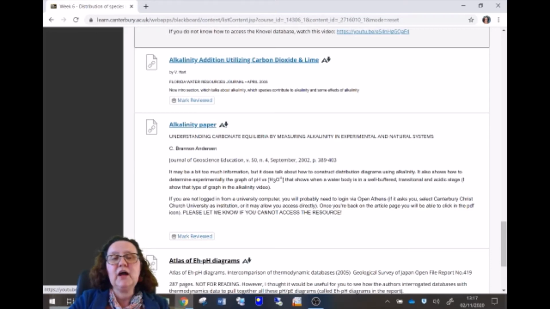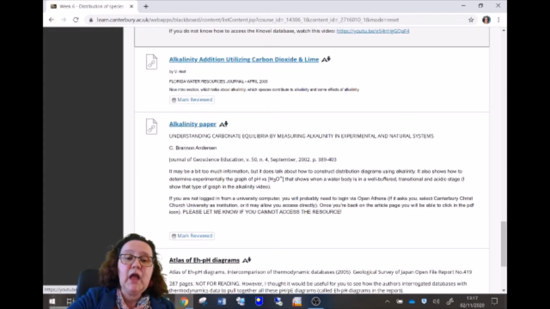Don't get too bogged down by the explanation of how to create the graph. It is not the aim of this module for you to learn to create these graphs. It's for you to be able to use these diagrams, distribution diagrams, to predict concentration of chemicals. But if you want to know what's the underlying science, maths, chemistry that underpins those diagrams, then it's a nice paper.